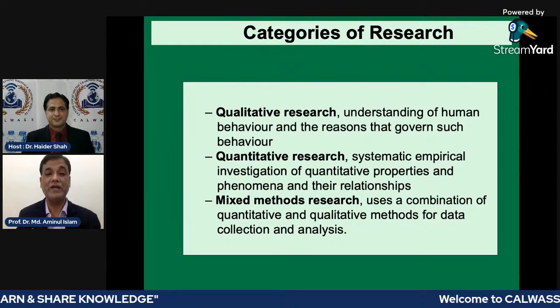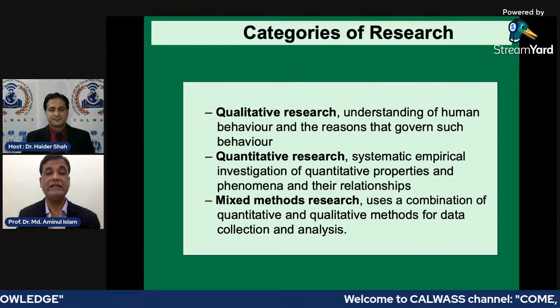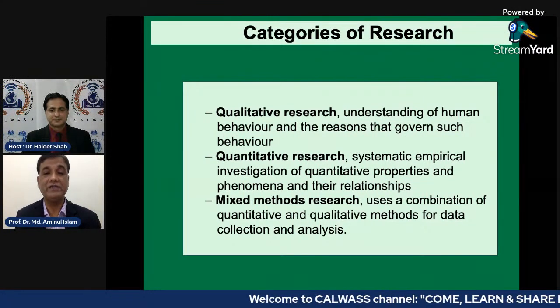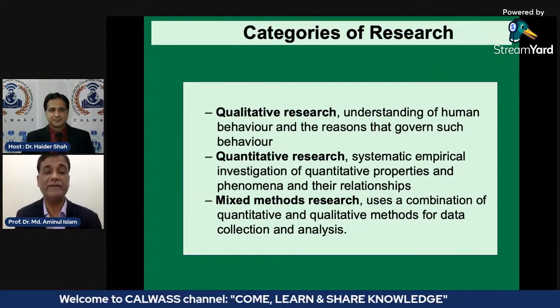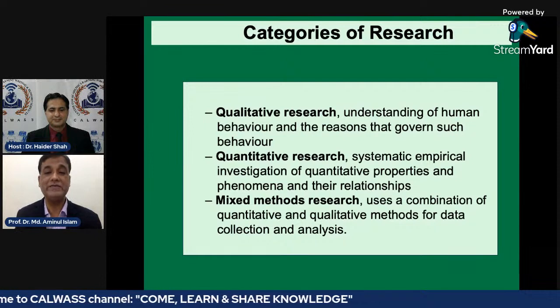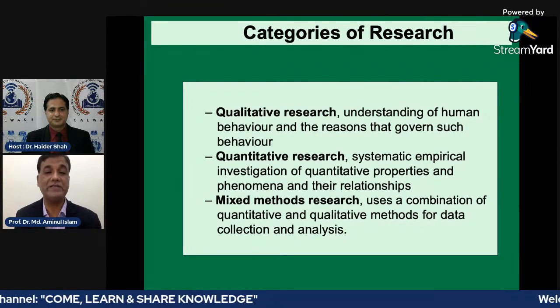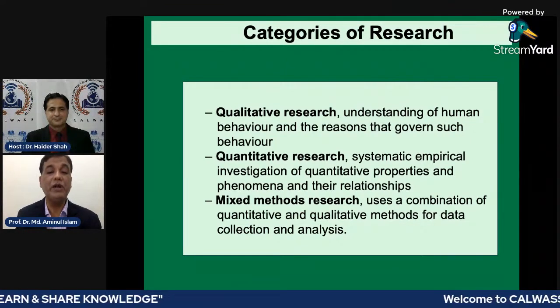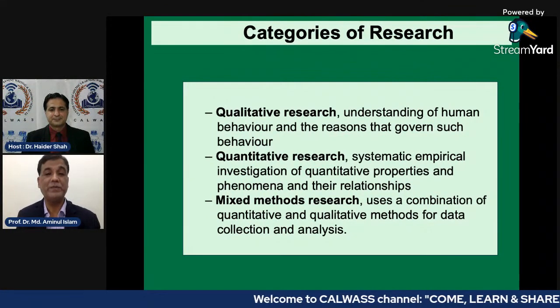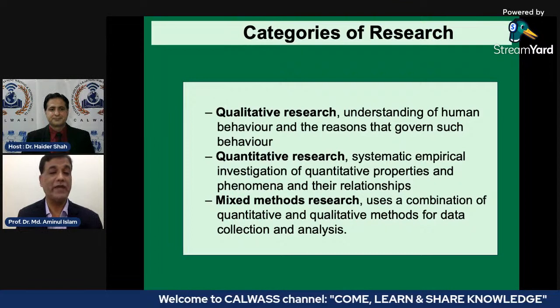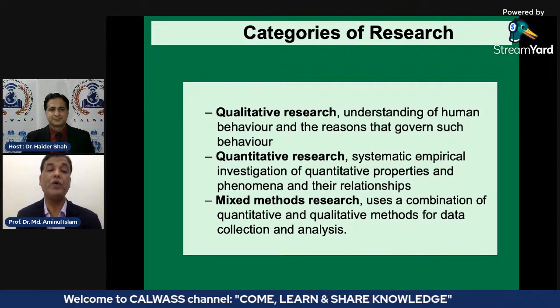It doesn't solve. So qualitative is basically understanding or exploring, finding out the reasons and looking at what governs the behavior of human beings. The quantitative is the systematic empirical investigation using numerical quantitative numbers. And there are research problems which you may not be able to solve with qualitative alone or quantitative alone.